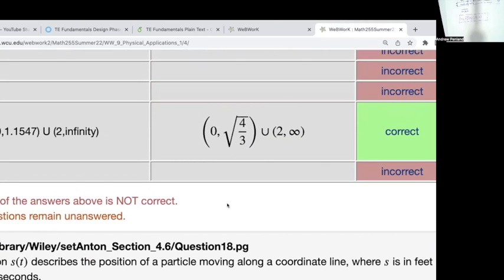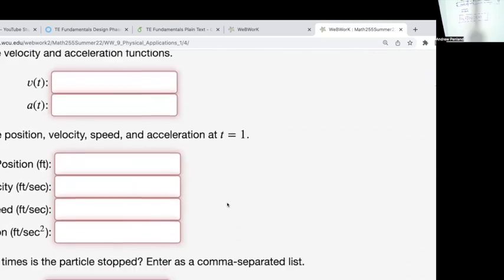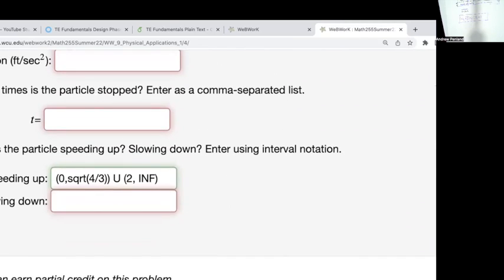All right, so it took me a moment to figure out how to put that in. You need to use interval notation and be sure to use capital I and F for infinity here. And then look at the capital U that stands for union to join the two intervals together.